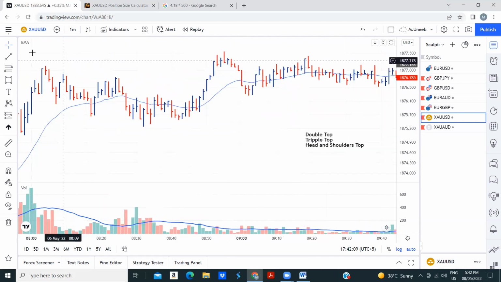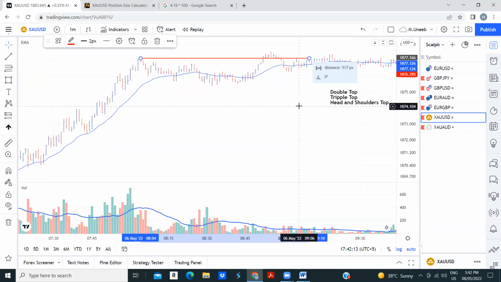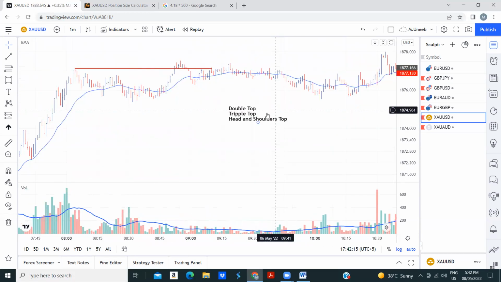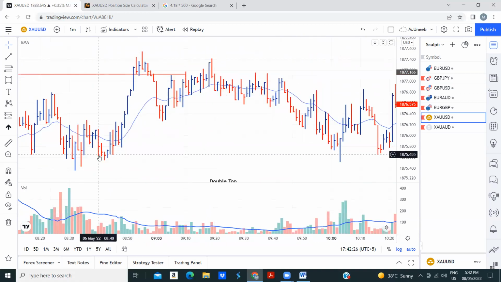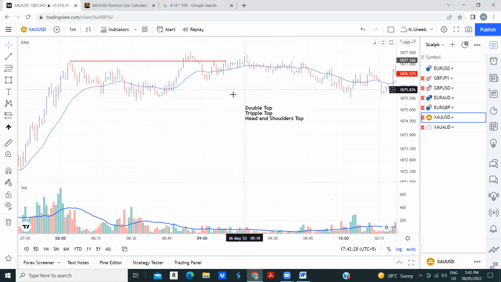Now I can say, okay, this is a double top. The price comes here, this is a double top and the price reversed. Here is a very huge volume, and here you will see a decrease in volume. And then the price reversed. You can easily identify this with the Wyckoff structure. Got it?